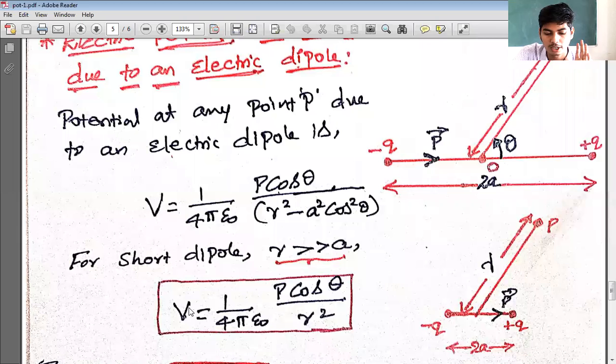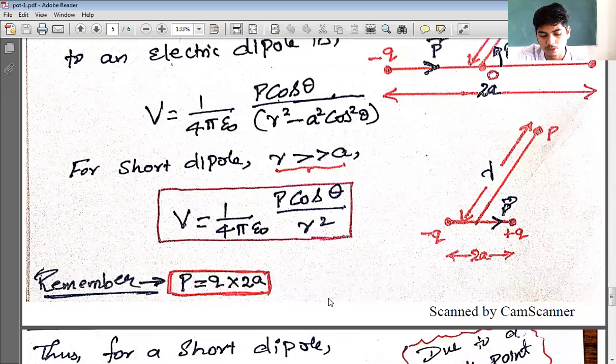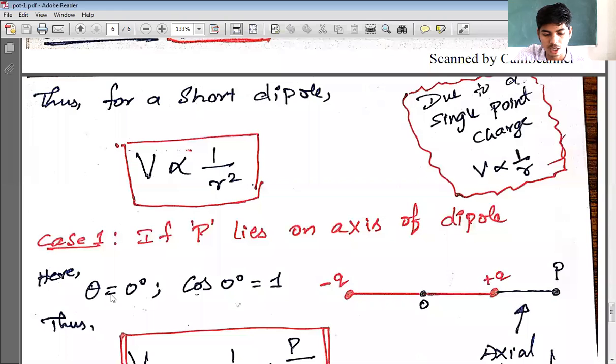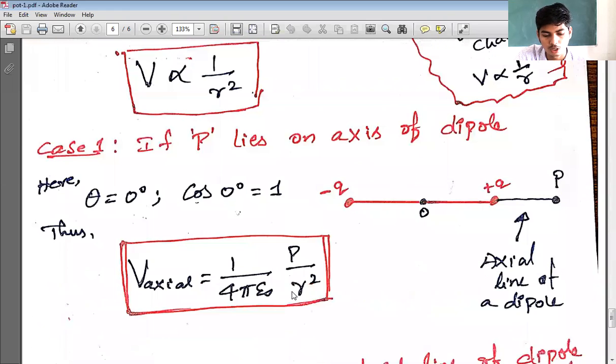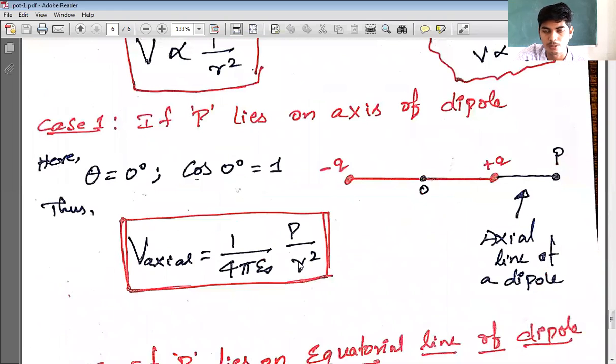For a short dipole, electric potential at any point is given by 1 by 4 pi epsilon naught P cos theta divided by R square. This is the formula that you need to remember. If the point is on the axial line, theta becomes 0. Cos 0 is 1. V axial is 1 by 4 pi epsilon naught P by R square.